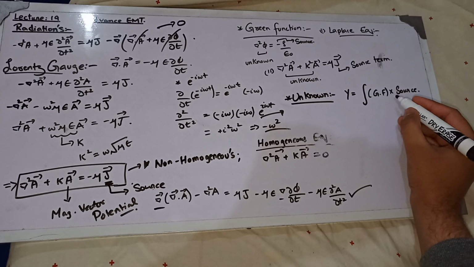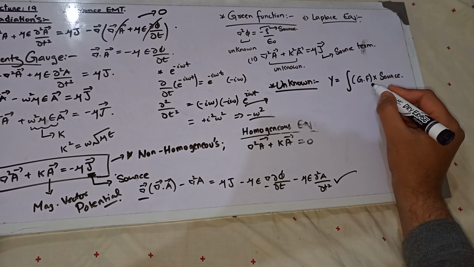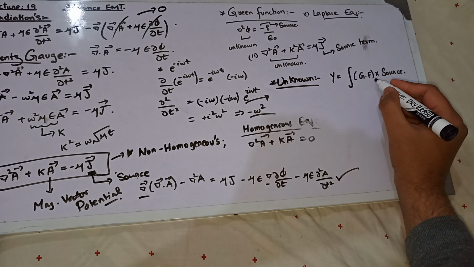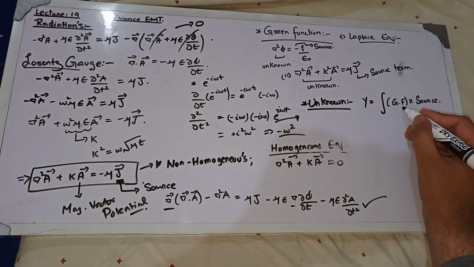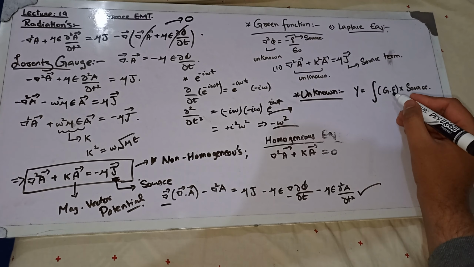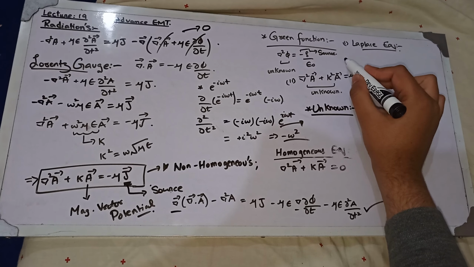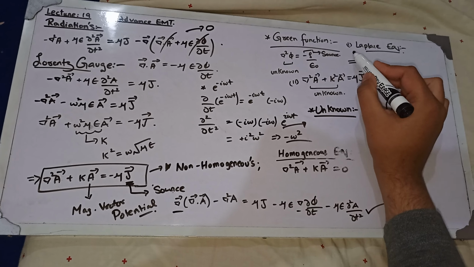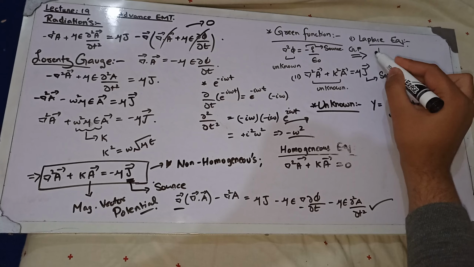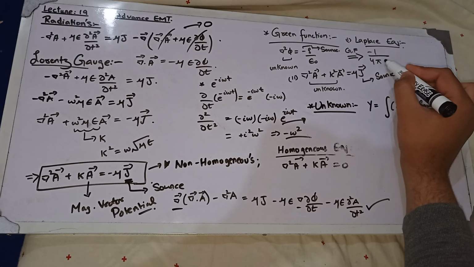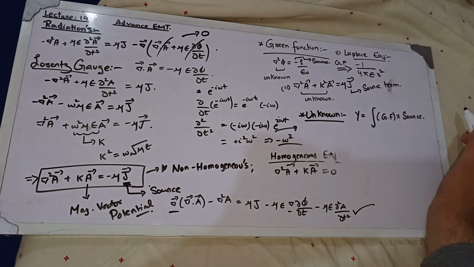Just multiply the Green function by the source. So every equation has its own Green function. You have to remember there are not many functions, just a few, like for the case of Laplace, which I mentioned here. The Green function of this Laplace can be written as 1 minus 1 by 4 pi epsilon naught r square. This is the Green function of this Laplace.